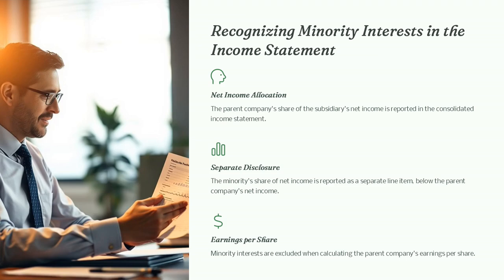Recognizing minority interests in the income statement. Net income allocation: the parent company's share of the subsidiary's net income is reported in the consolidated income statement. Separate disclosure: the minority's share of net income is reported as a separate line item, below the parent company's net income. Earnings per share: minority interests are excluded when calculating the parent company's earnings per share.